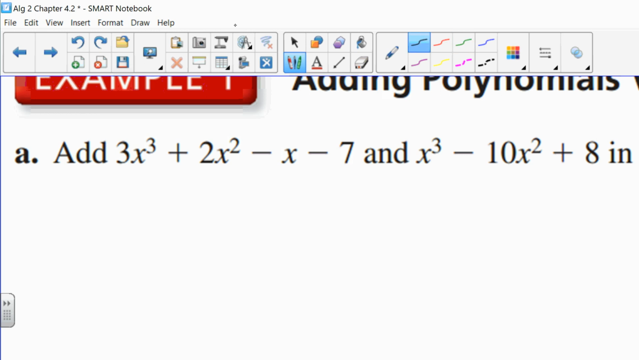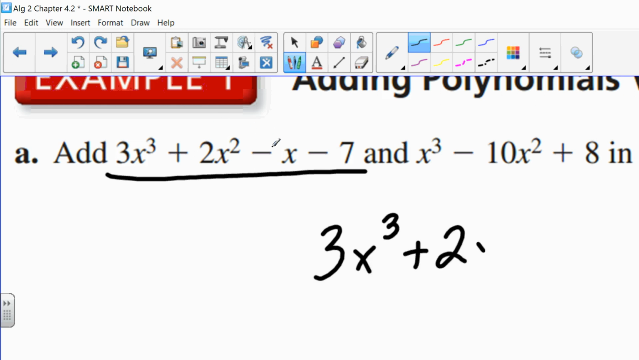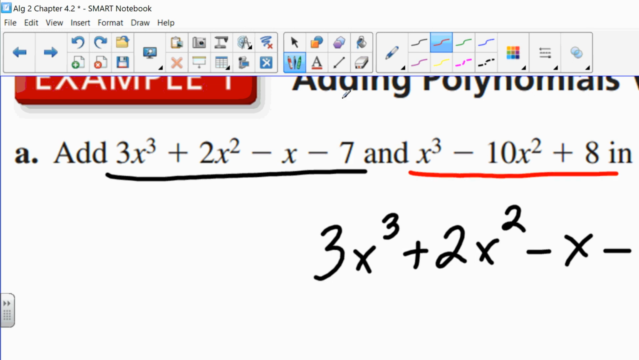2 polynomial functions, we can either add them vertically or horizontally. And when we add them vertically, we're just putting them over the top of each other. So to add these 2 vertically, we'll all just start off with the first polynomial expression and rewrite it out. So 3x cubed plus 2x squared minus x minus 7. So I'm just going to write it out. And then I'm going to write the other one underneath it, matching up any like terms.